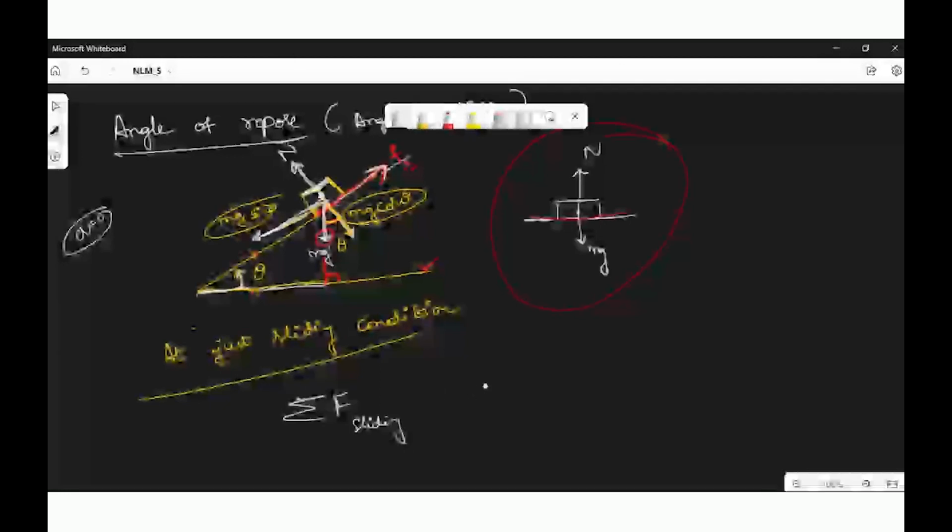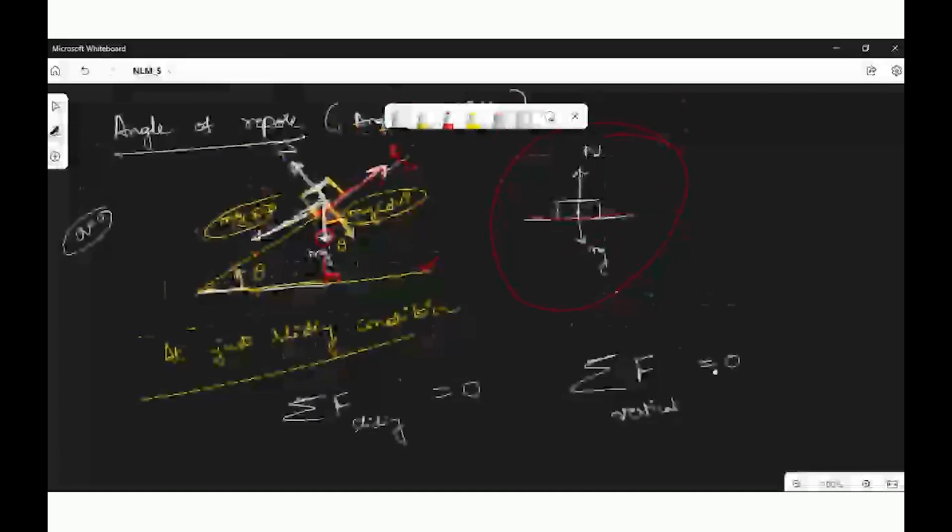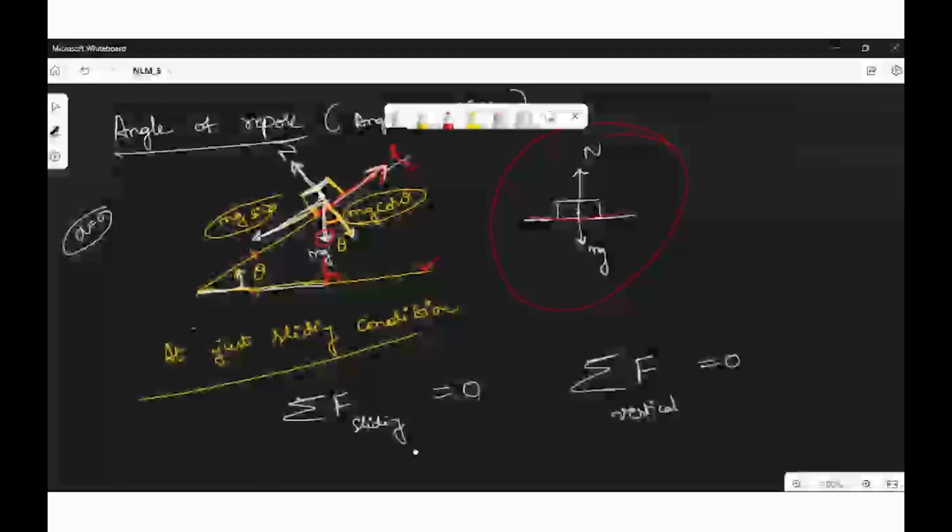or the summation over F, I'll just use the word vertical, the vertical direction must be 0, correct? Both the conditions should be satisfied. Then only the block will be at rest. Do you agree? Yes, ma'am.